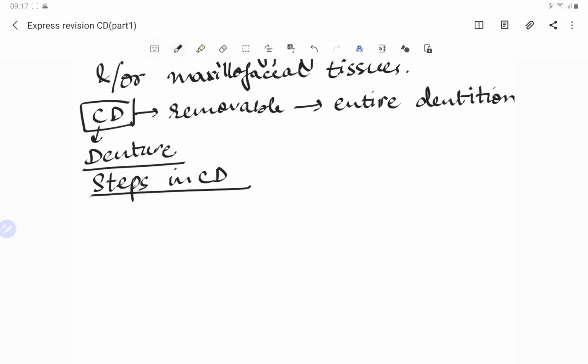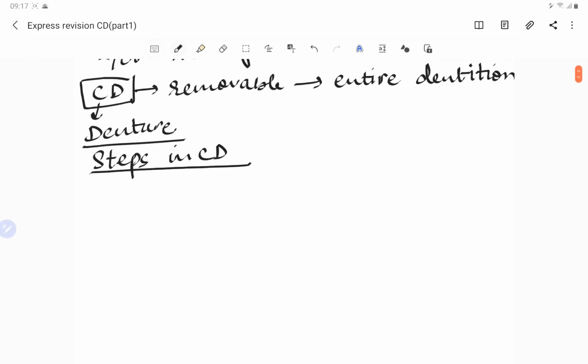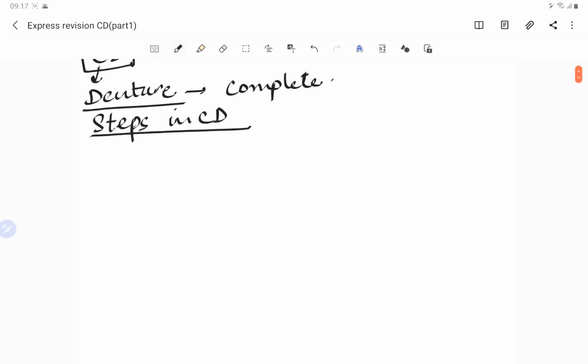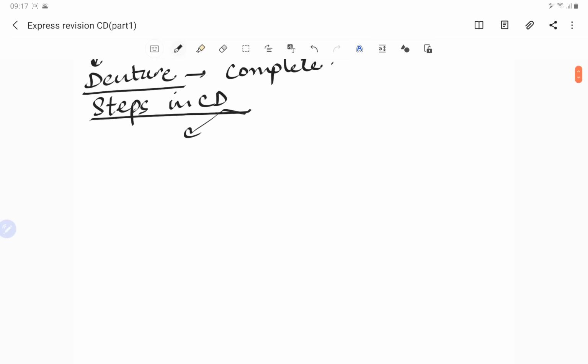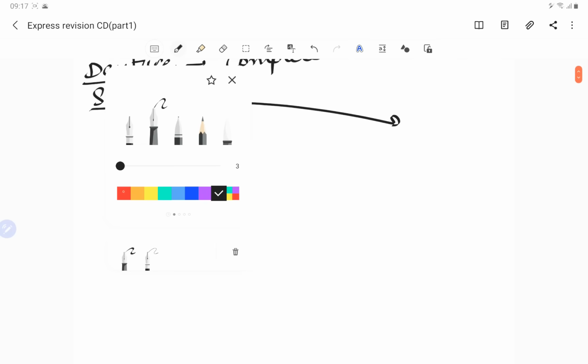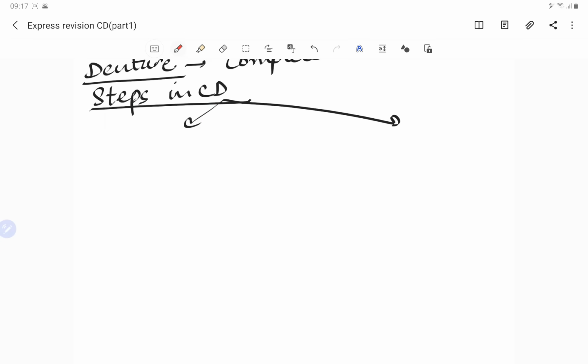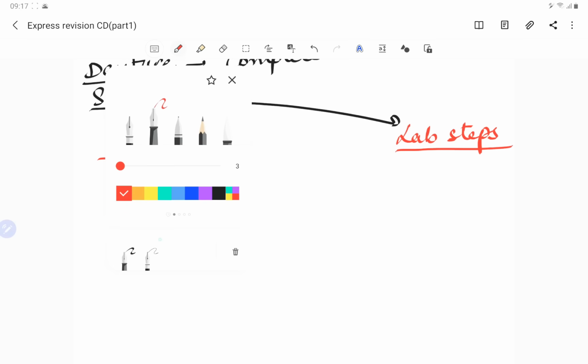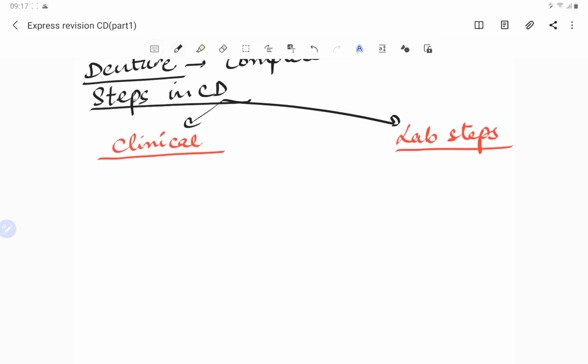So there are various steps in CDs. Steps in CD, that means we are going to give a complete denture to a patient, right? So there is no teeth present in the oral cavity. We have got two kinds of steps. One is the clinical steps and the other one is the lab steps. Clinical steps are the steps which we do in the clinics, and the lab steps are the steps which we do in the lab, so in the dental lab.